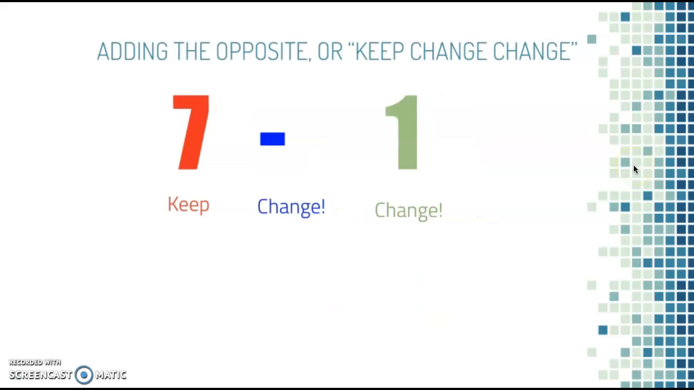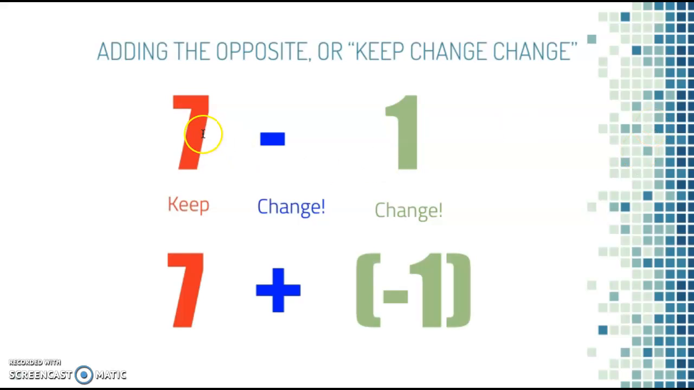One more example, 7 minus 1. Oh my goodness, I know that you know that this is 6, but the point is that I want you to be able to show how we took a subtraction expression and turned it into an addition expression. So we're going to use our keep, change, change method again. 7 minus 1 now becomes 7, we keep, subtraction turns into addition, and now we're going to change the sign of the number after it. So 7 plus -1 is our new statement.